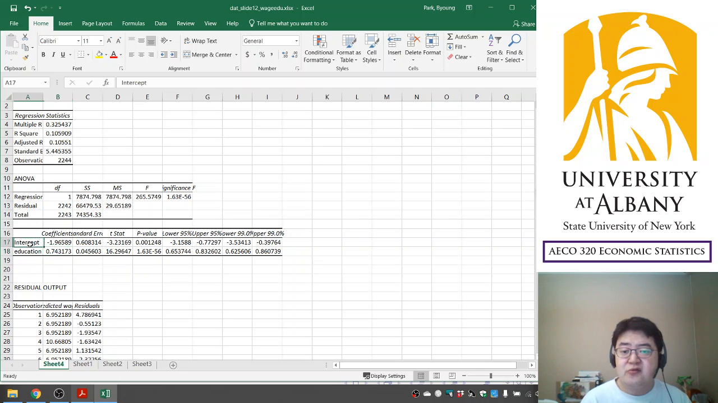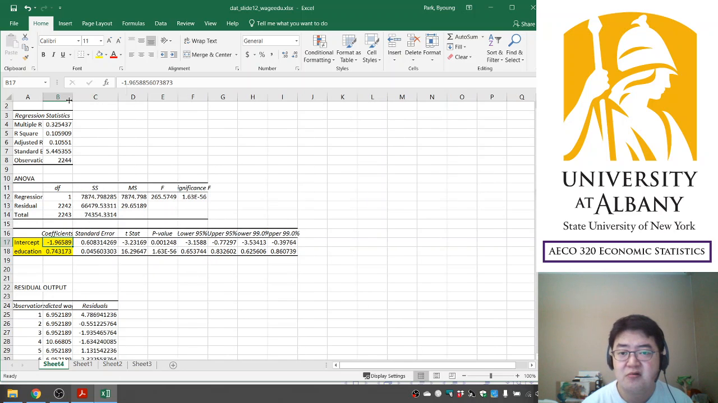And if you look at the estimators, read this. The intercept is estimated to be minus 1.965, and education is 0.7431. That means if you have one additional year of schooling, then your wage will increase by 0.743. But if you do not receive any education, your wage is going to be minus 1.96 something. Very strange result, but that's the result.